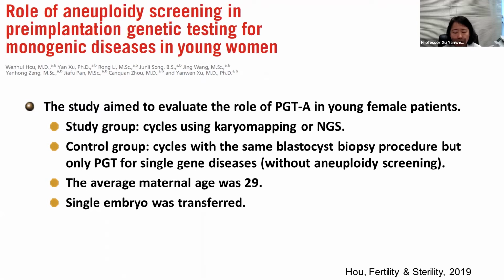In this retrospective study, we compared the benefits of embryo screening because both groups have the biopsy procedure, both groups have the vitrification, and therefore we can only evaluate the benefit of aneuploidy screening in this young women age group.